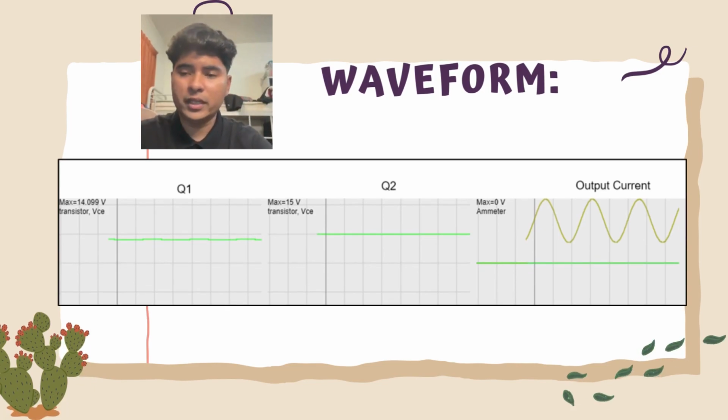This is our waveform in the amplifier circuit. We have two waveforms. You can see Q1, Q2, and then the output current waveform.